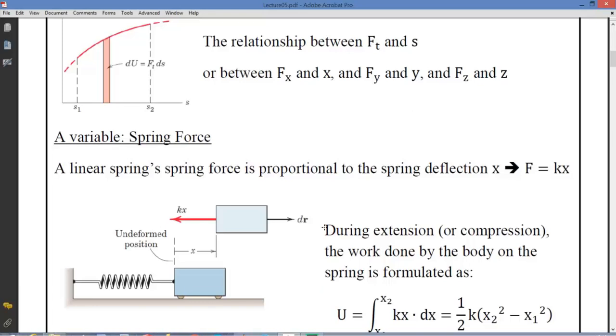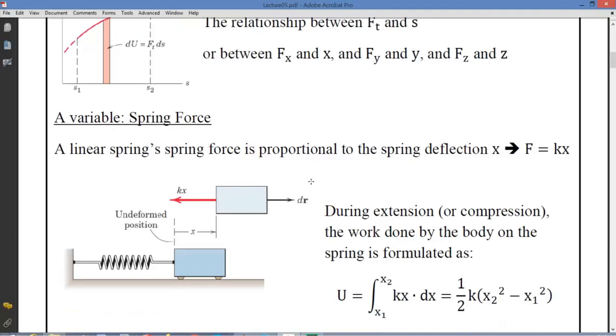Okay, for understanding the concept of work, we're going to take a look at spring force and the concept of work by the use of the spring force on a body. Now let's see our system.